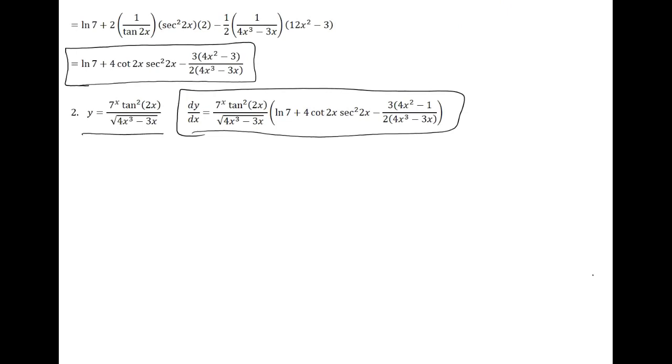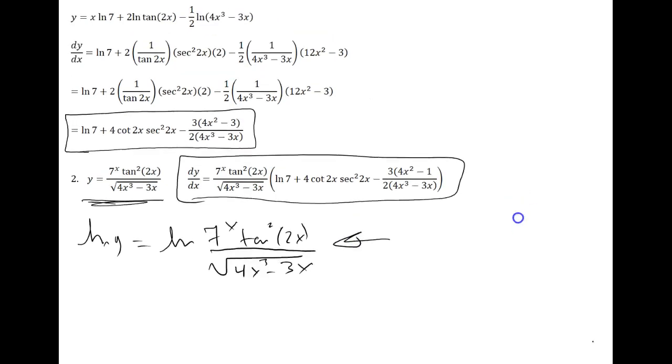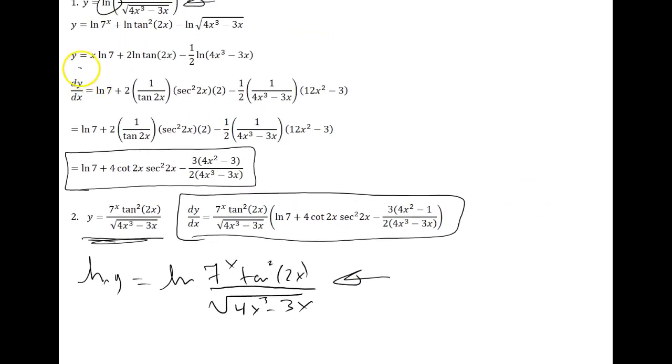So when you see a function like this, the first thing you need to do is take the natural log of both sides. So you say the natural log of y is equal to the natural log of this term over here, 7 to the x tan squared of 2x all over the square root of 4x cubed minus 3x. And then we'll expand this side here. We don't differentiate yet, using log properties. And again, that's been done up here in this step.